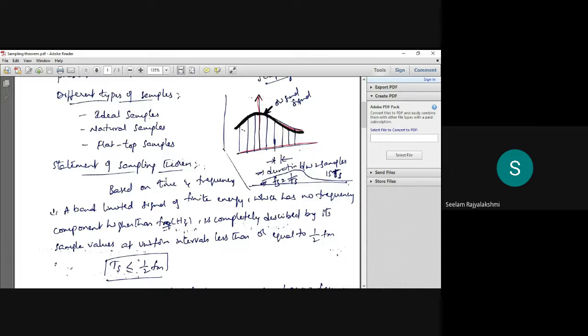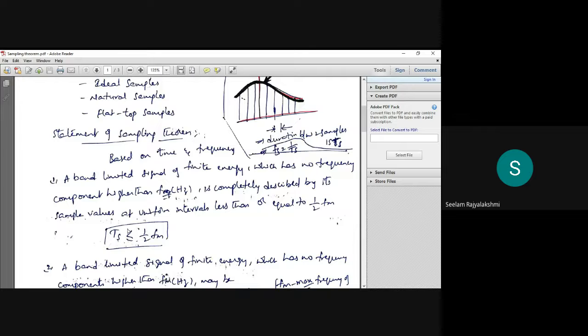The statement of the sampling theorem is that a band limited signal of finite energy which has no frequency component higher than fm is completely described by its sample values at uniform intervals Ts less than or equal to 1 by 2 fm. Here fm represents the maximum frequency, and Ts is the time period of the samples, which is less than or equal to 1 by 2 fm.